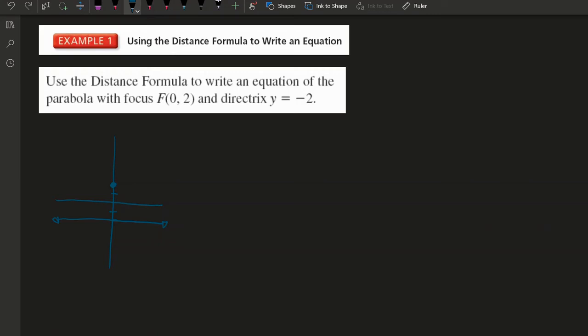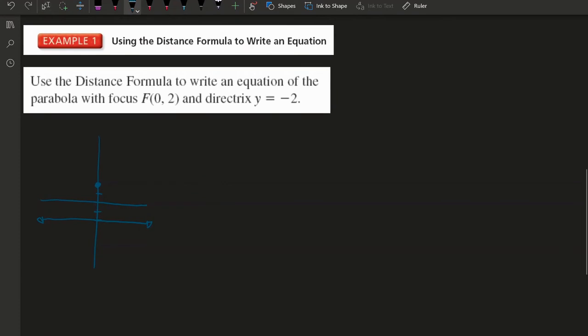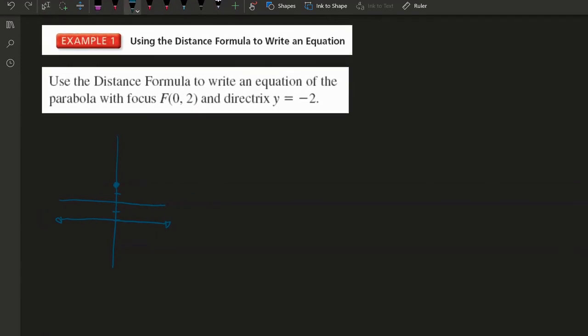Now I know that the vertex is going to be directly in between the focus and the directrix, so I know that the vertex is going to be right here at 0, 0. And that's nice because that means I don't have to worry about any horizontal or vertical translations. I know that it's just right there on 0, 0. Okay, so I'm going to go ahead and draw a parabola here.